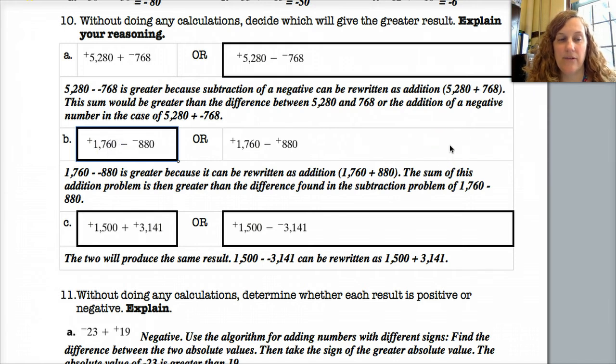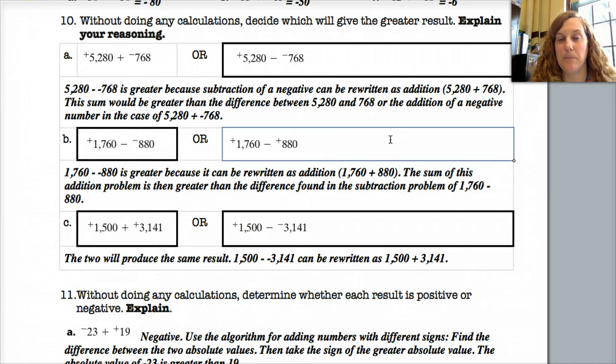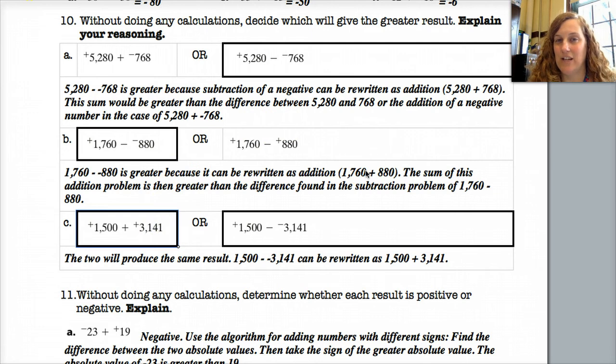On B, I have 1,700 minus a negative 80, so again, minus a negative is a plus, adding a positive, so that number is definitely going to be bigger than 1,760 minus 880. The last two is kind of tricky because actually they're both the same, because positive 1,500 plus a positive 3,141 is the same as positive 1,500 minus a negative 3,141. They're both exactly the same, so you're going to get the same answer.